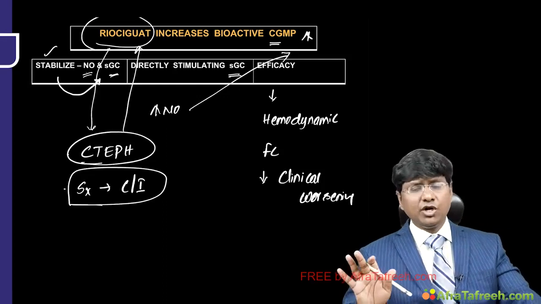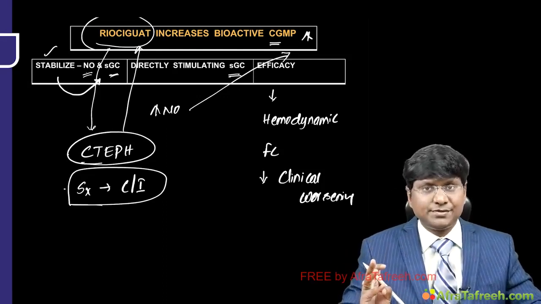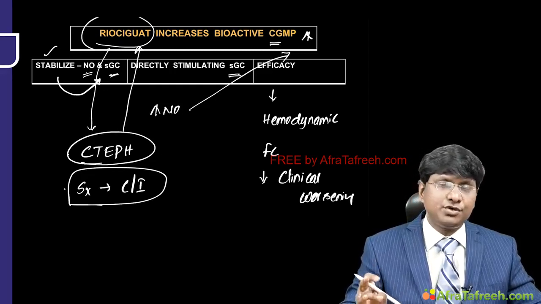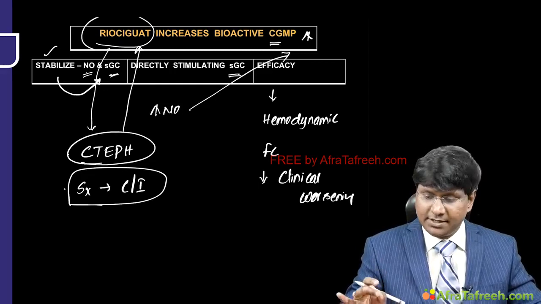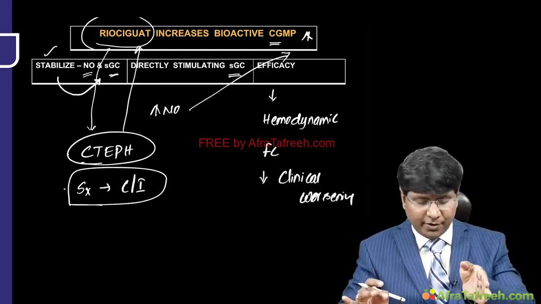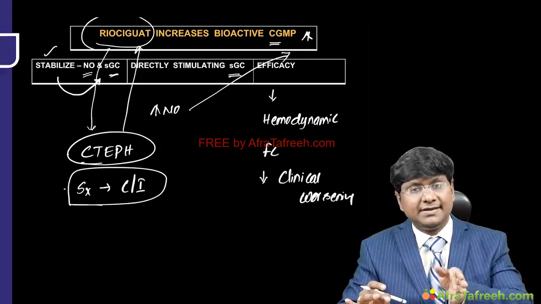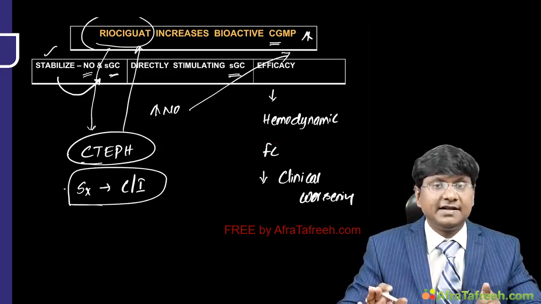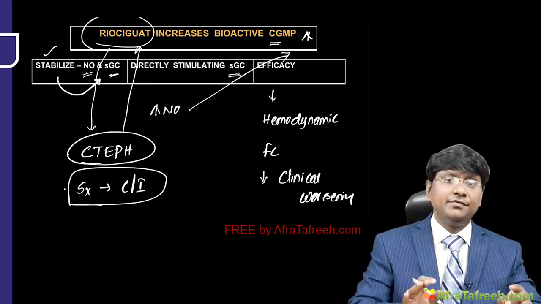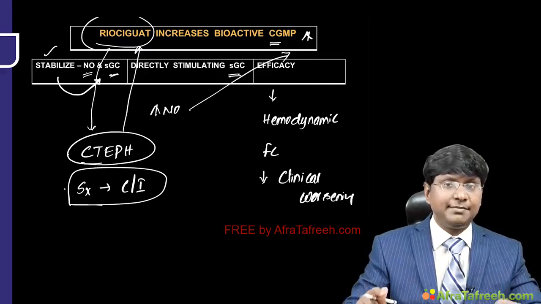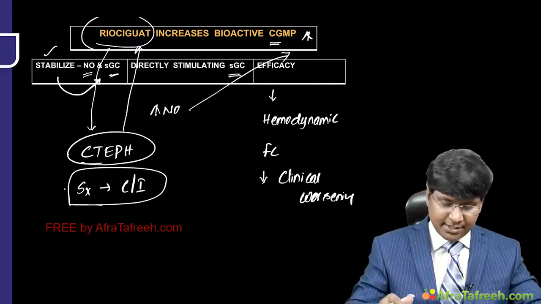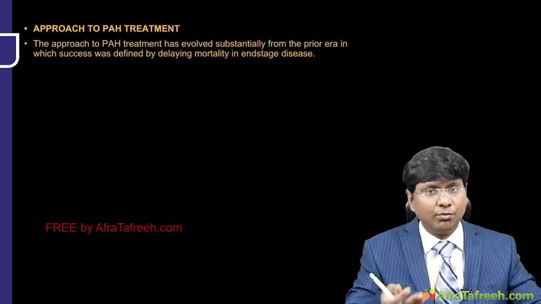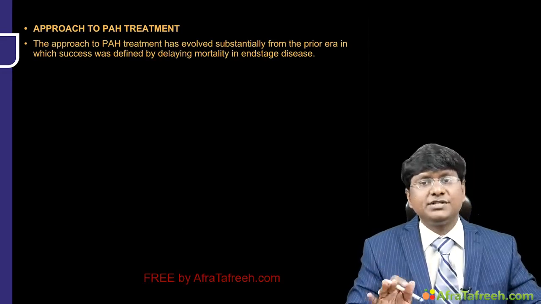So what all drugs have we discussed? The prostanoids: epoprostenol, iloprost and treprostinil. Then the non-prostanoid oral drug, Selexipag. Then the group of drugs which increase the levels of cyclic GMP, the phosphodiesterase 5 inhibitors, sildenafil and tadalafil. Then we have endothelin receptor antagonists: ambrisentan, bosentan and macitentan. Now, how will you approach the treatment? Is monotherapy good or is combination therapy good?